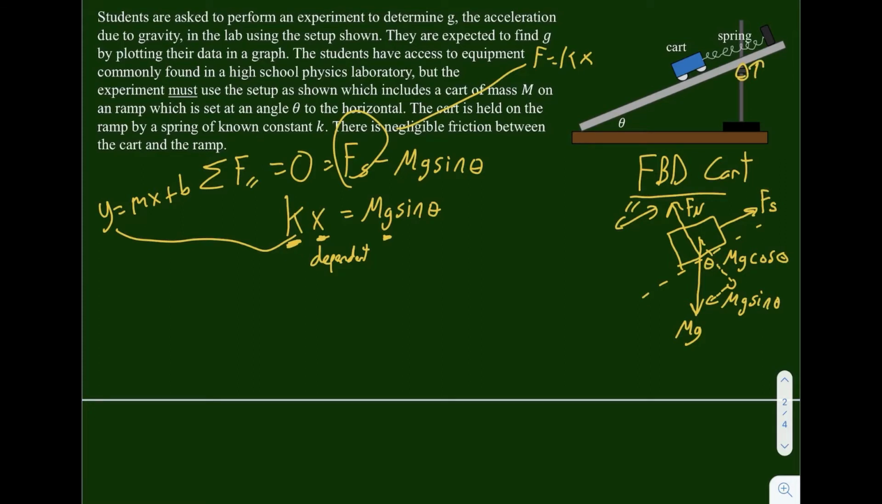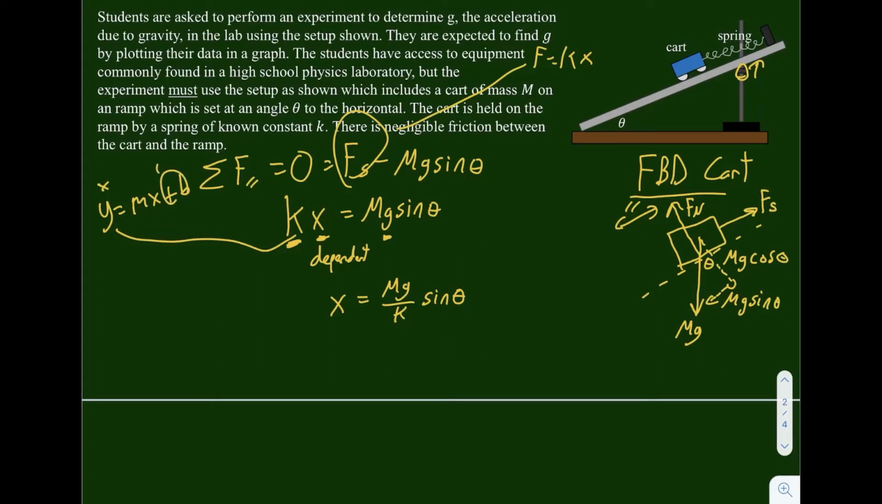So I want to get x on the left side of the equation, because that's my y variable, which is a bit confusing, but x is my dependent variable, so it's on the left side. Everything else goes on the right side. So I have x equals mg over k times sine theta. Okay, so this is in the form y equals mx plus b now.